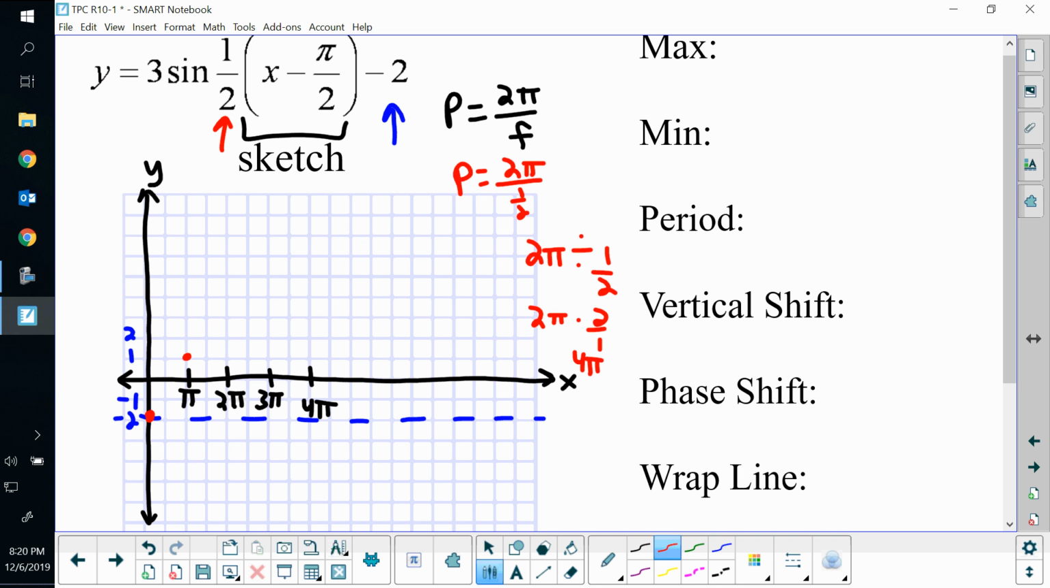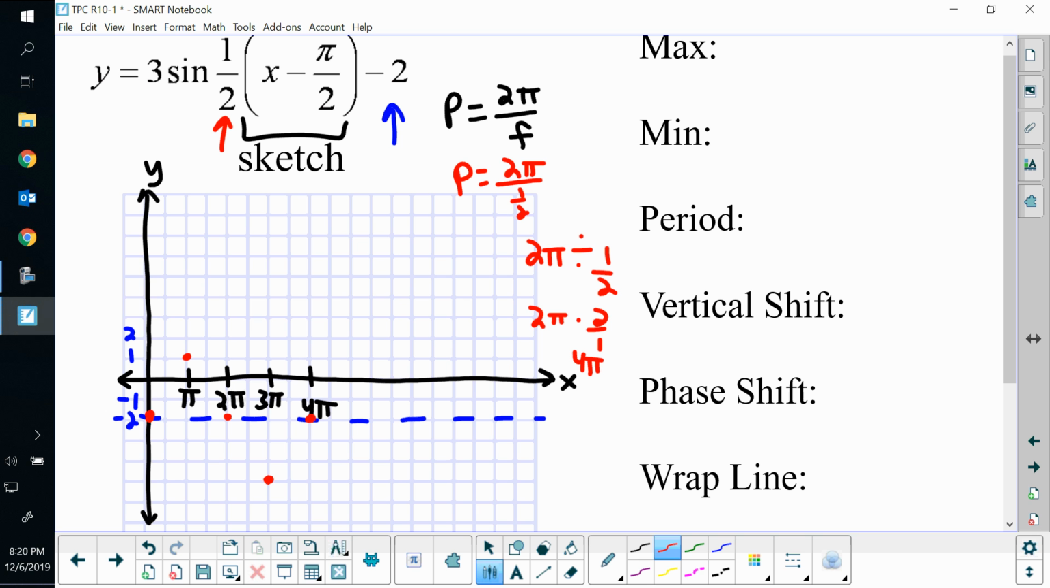Once you're at the maximum, we've got to head back to the wrap line. So at our next nice mark, 2 pi will be back on the wrap line. So we went wrap line to maximum, back to the wrap line, so the next spot to go would be the minimum. The minimum, we have to go 3 below the wrap line. And then to finish off, we come back to the wrap line.